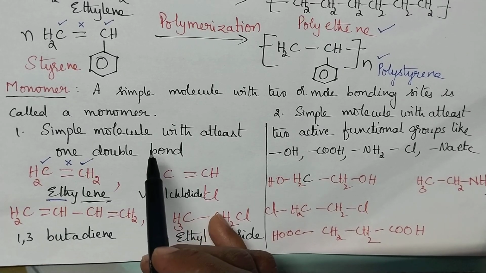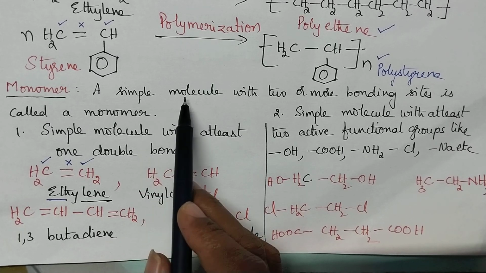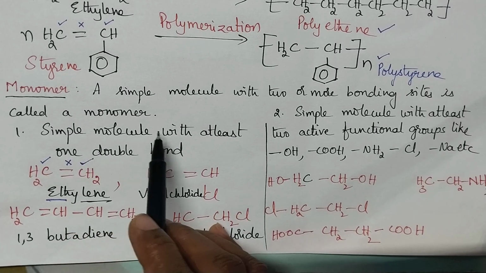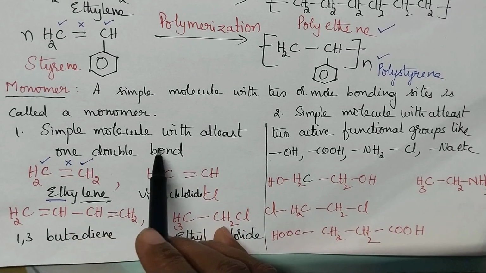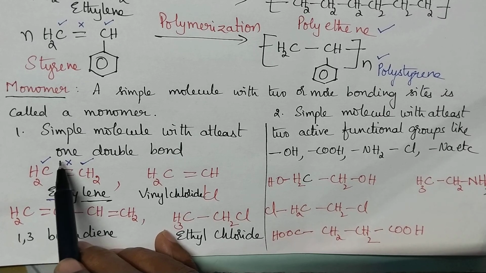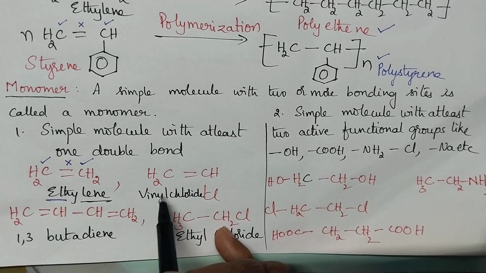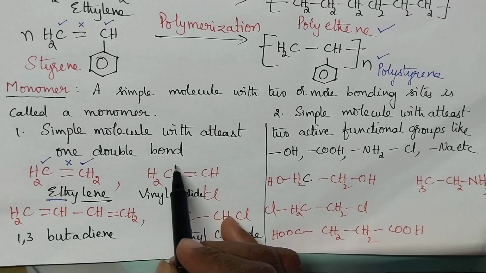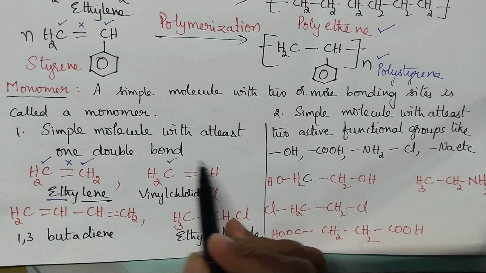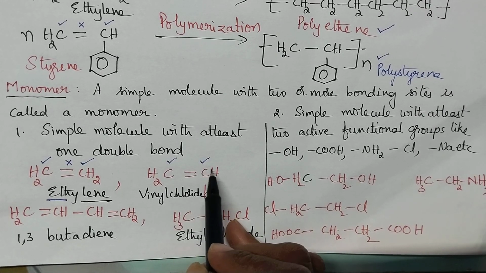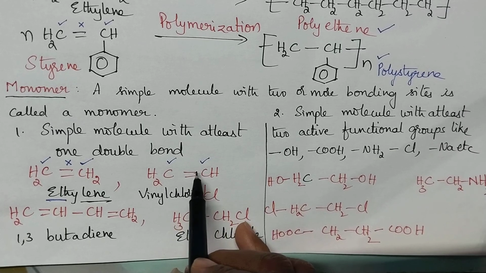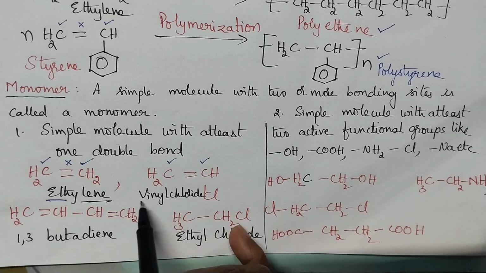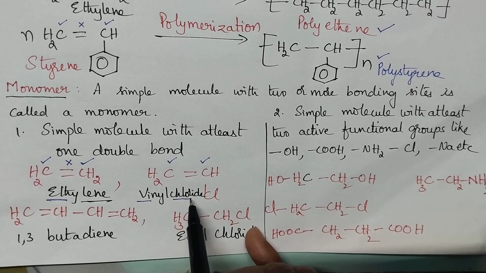So, there are two possibilities for a simple molecule to act as a monomer. A simple molecule is supposed to have at least one double bond to generate two bonding sites. Is it clear, students? Let us see vinyl chloride. Here also a single double bond is present. As a result, what happens, students? Two bonding sites can be generated. So, a simple molecule with at least two bonding sites can be called a monomer. So, these molecules can be called monomers.